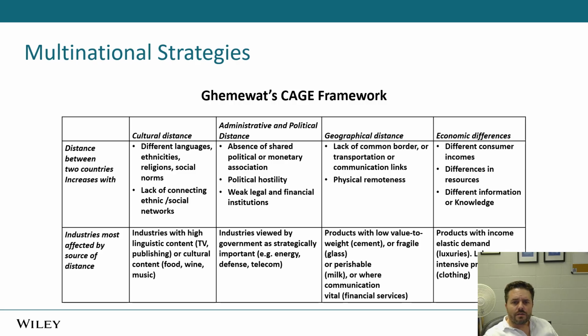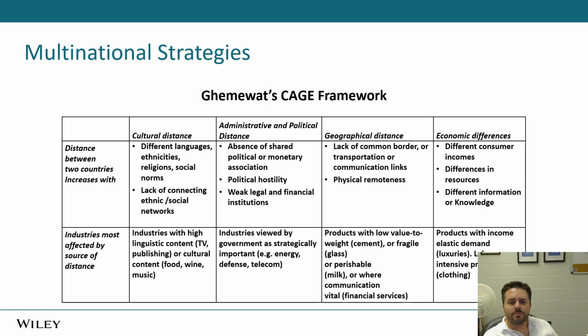Cultural differences include things like languages, religions, values, cultural values, the type of social networks, or the lack of connection between the home and host country. Something that sells well or is fashionable in America may not be as fashionable in India for women's clothing, say, or food.